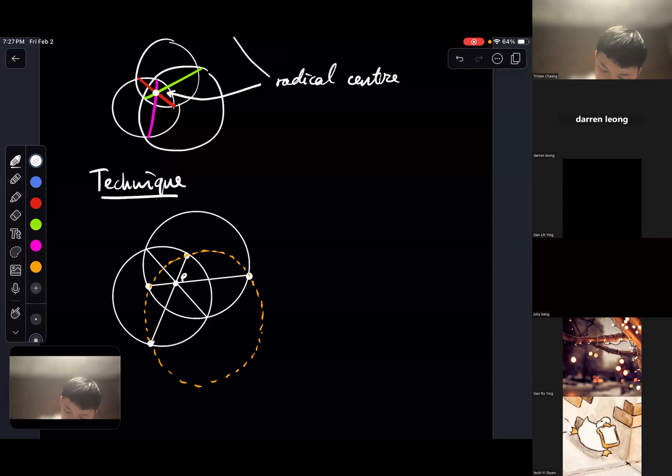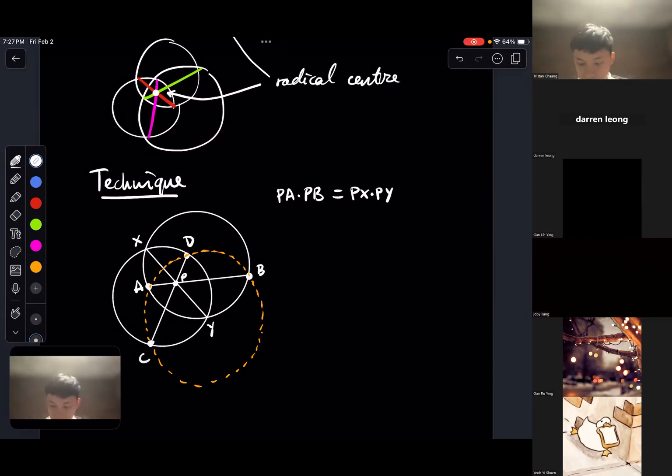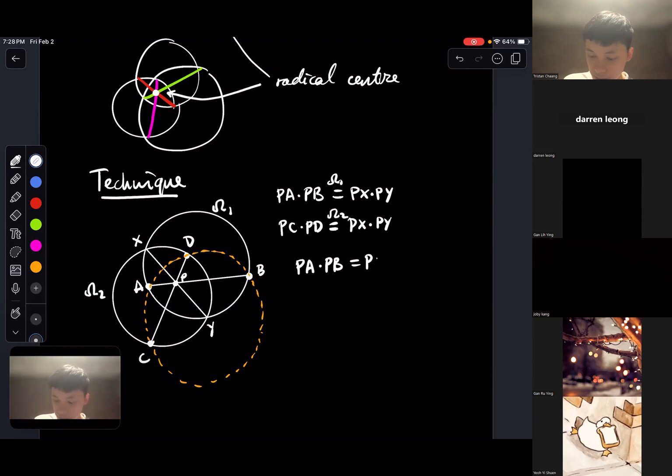And to prove this, let the common chord be XY, with points X, Y, A, B, C, D. So PA times PB equals PX times PY because of the first circle, because of omega 1. And PC times PD is equal to PX times PY, the common chord, due to omega 2. So these two would imply PA times PB equals PC times PD, and hence ABCD is cyclic. This is a very, very nice way to prove that 4 points are cyclic. And it's used in quite a lot of cases when we do problem solving.